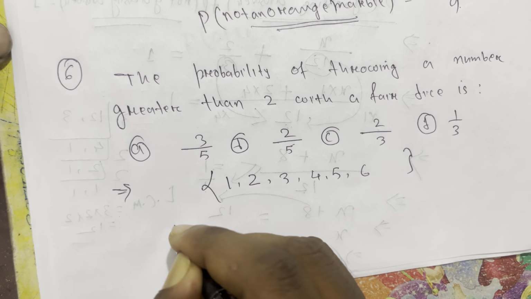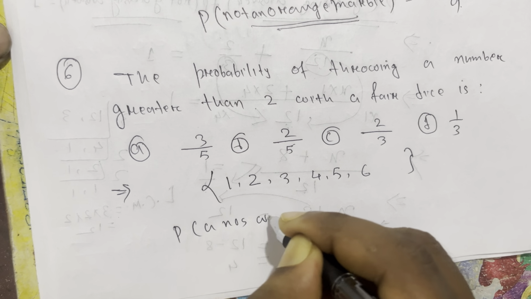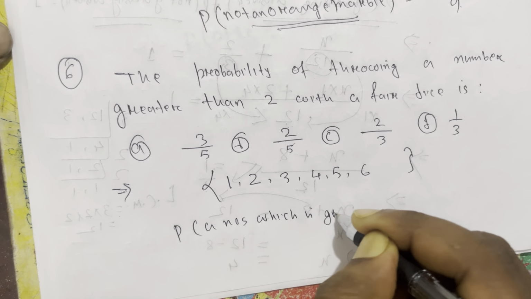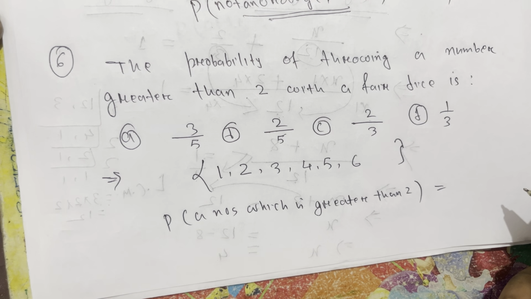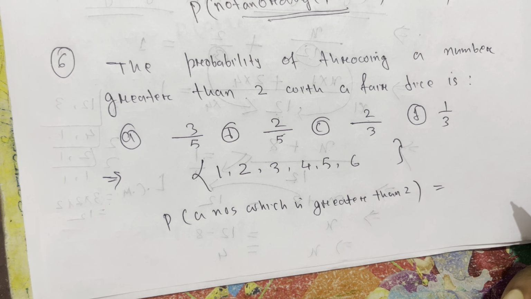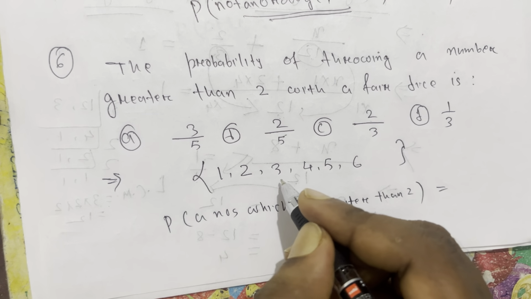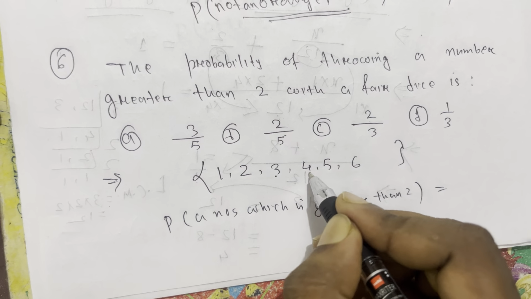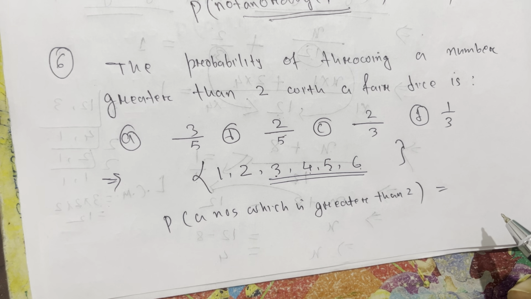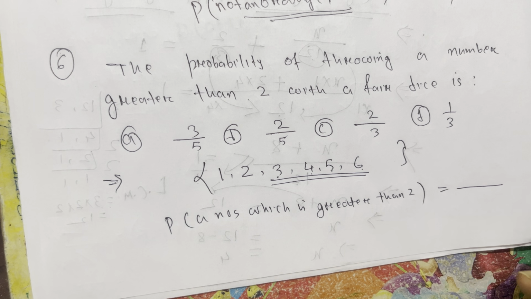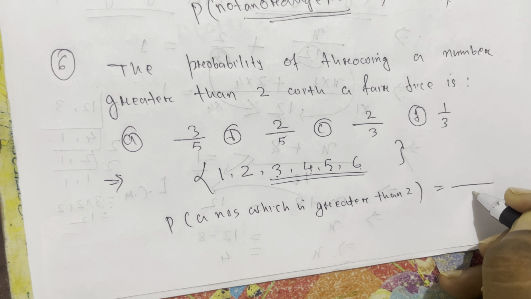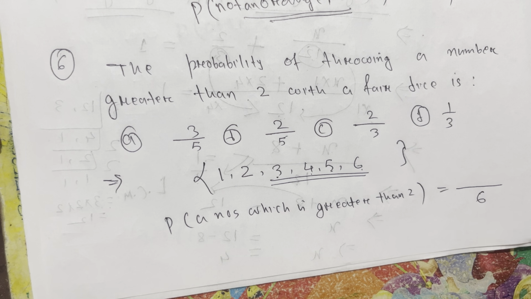Now you need to find the probability of a number which is greater than 2. How many chances are there that the value of the dice will be greater than 2? Out of 6, how many numbers are greater than 2? 1 2 3 4. So total 4 outcomes are there whose value is greater than 2. So the probability of a number greater than 2: in the denominator the total outcomes is 6, and the numerator is the resulting value.